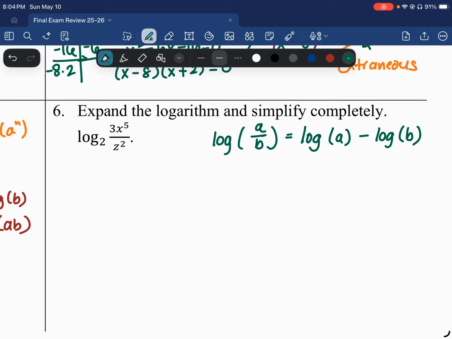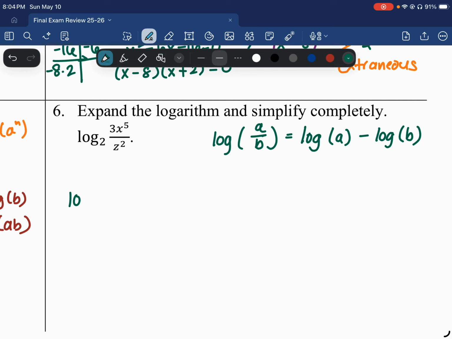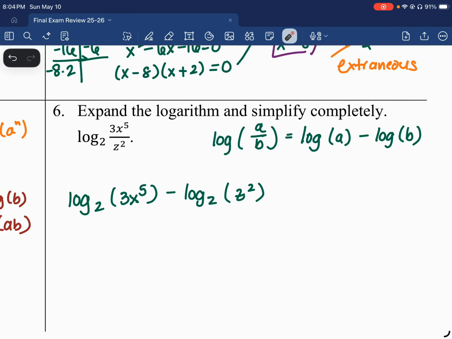When you expand, you keep all the bases the same. That way you can condense it back together. Because this is starting out as log base 2, every logarithm we expand into will also have a base of 2. So we have log base 2 of the numerator, 3x to the 5th, minus log base 2 of the denominator, z squared. Then we look and see if we're going to do the product rule or the exponent rule, the power rule. It depends on where the exponent sits. Because the 5 is here on the inside, it is just affecting x, not the 3. If the 5 was outside, then it would affect both, and that would change the order that we apply.